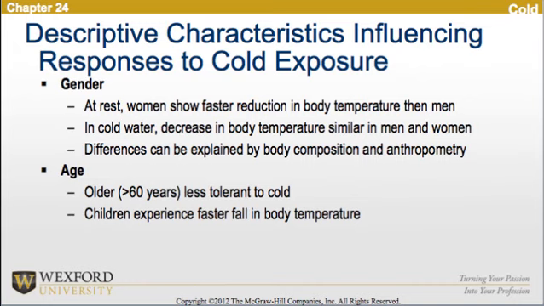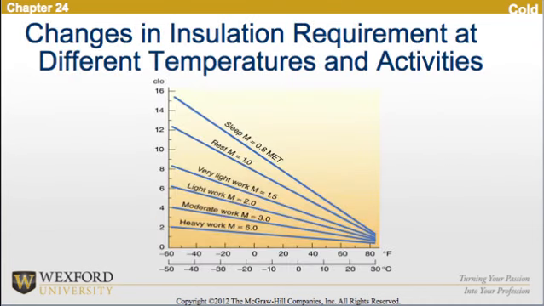Now, looking at the descriptive characteristics influencing responses to cold exposure, we see first by examining gender that at rest, women show a faster reduction in body temperature than men. However, in cold water, the decrease in body temperature is similar between men and women. These differences can be explained by body composition. Also, when looking at age, we see that older people greater than 60 years old are less tolerant to cold, and children experience a faster fall in body temperature. Below is a chart that reflects the changes in insulation requirements at different temperatures and activities.